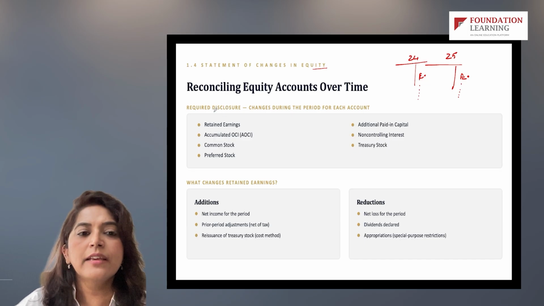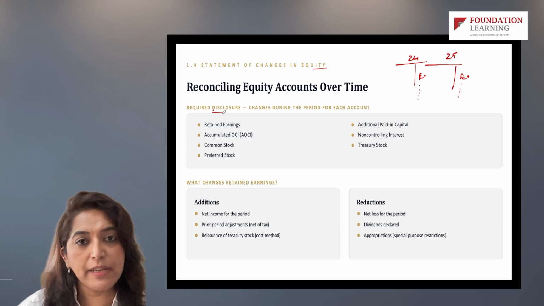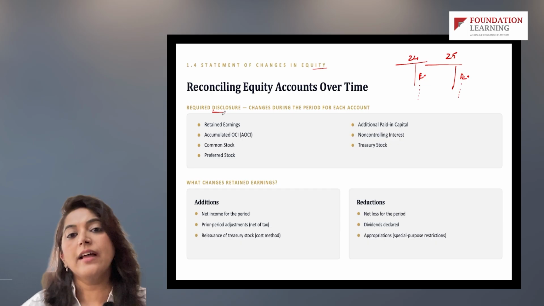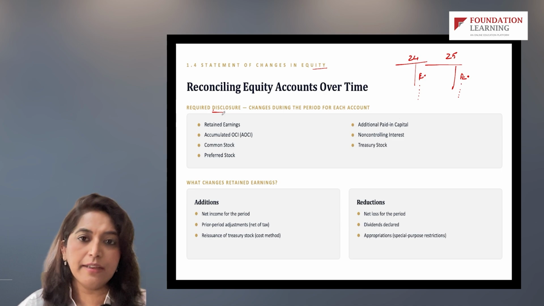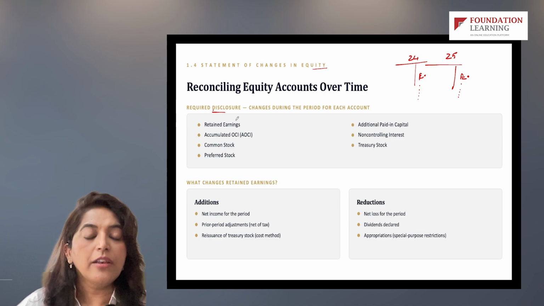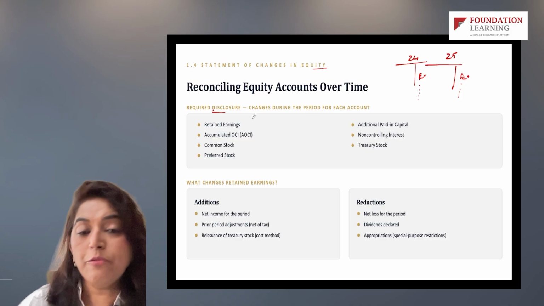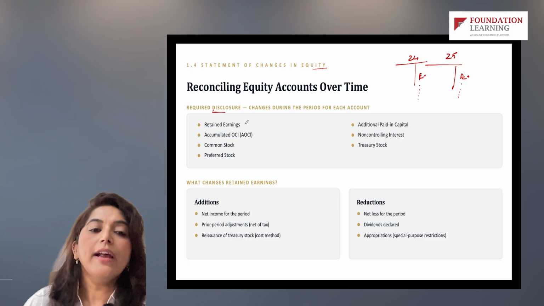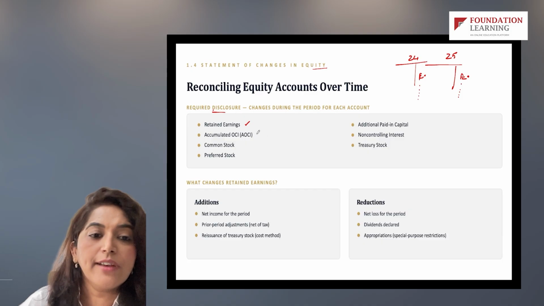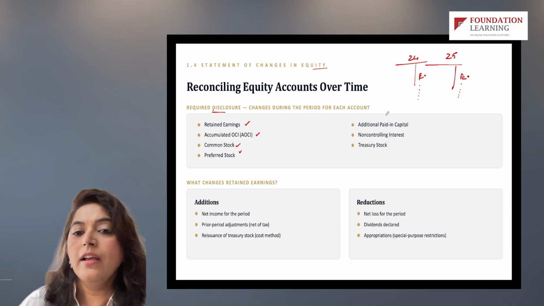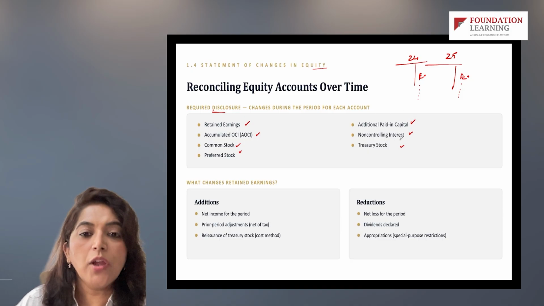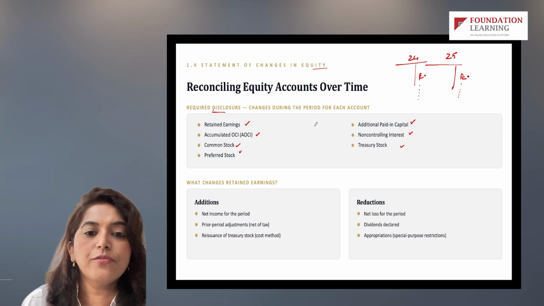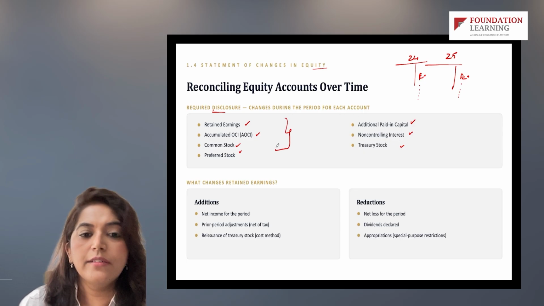Now this is again a required disclosure as per SEC, that you need to map the changes in your equity from last year to this year, and hence we create the statement of changes in equity. When you look at the line items, what is it that we are tracking? We are tracking changes in retained earnings, accumulated OCI, common stock, preferred stock, additional paid in capital, non-controlling interest, and treasury stock. Now I'm sure you all know the first few concepts.